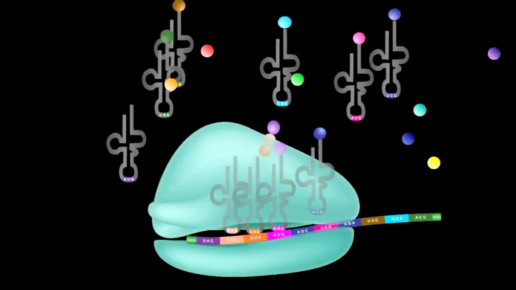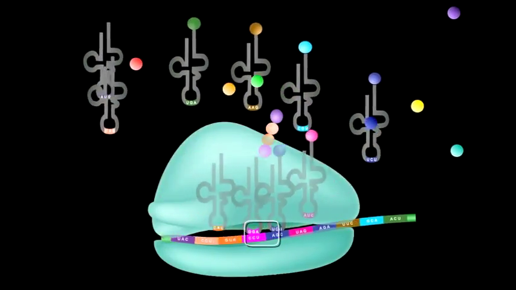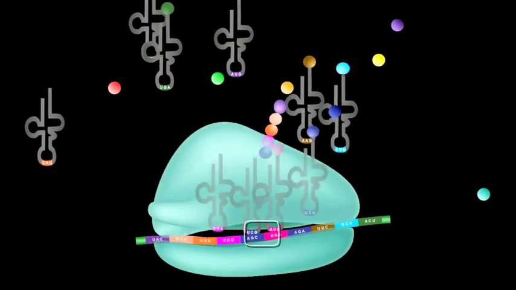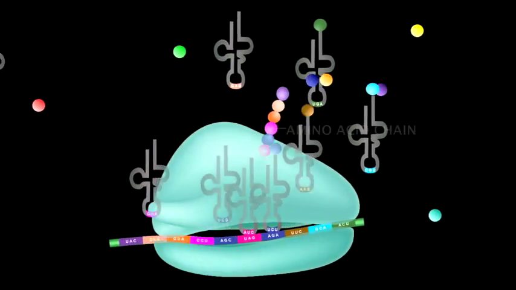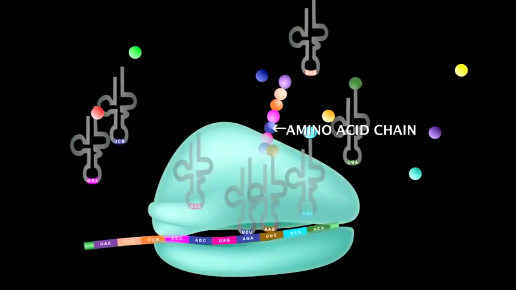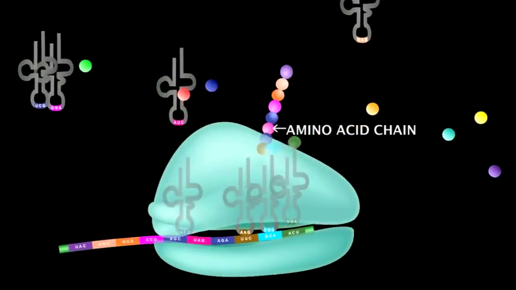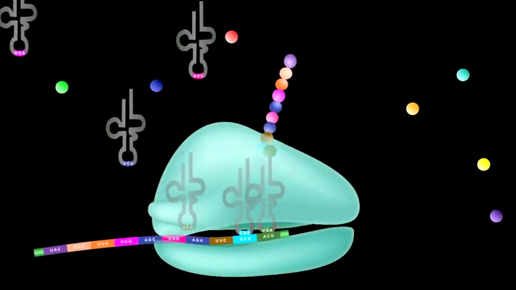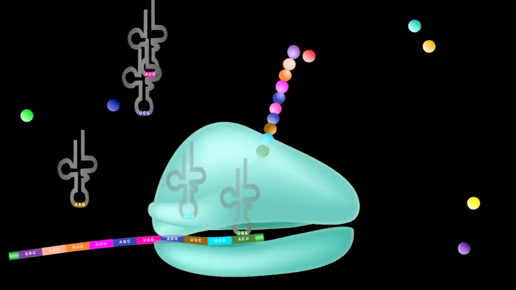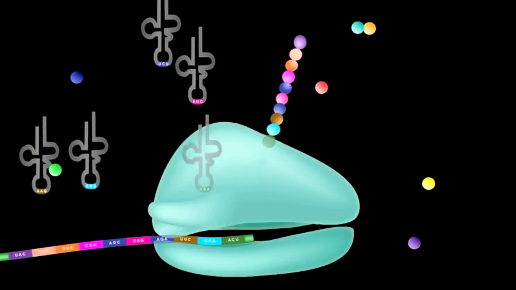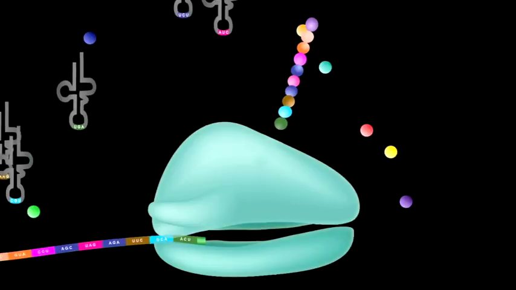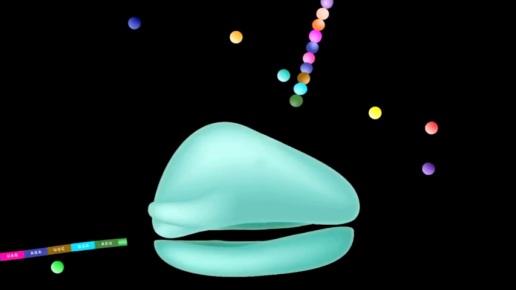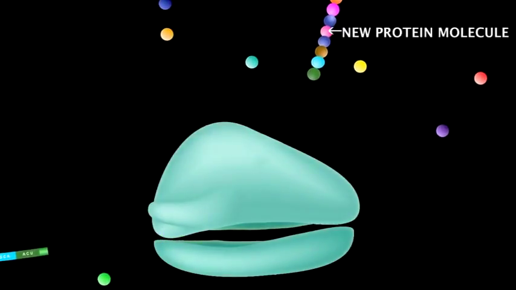Every time a tRNA anticodon matches with the proper mRNA codon, its amino acid will be connected to the amino acid that was added to the chain right before it. And this process continues until the complete chain of amino acids called for by the mRNA are linked together and a complete new protein molecule is formed.